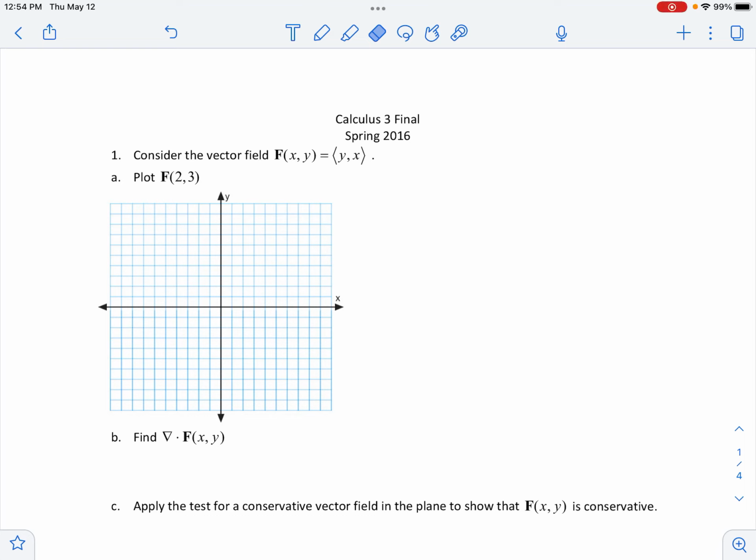So we're getting ready for the final, and I wanted to do a little bit of a review over this vector field, or this vector analysis chapter. Now, we started off talking about vector fields and just the basics.